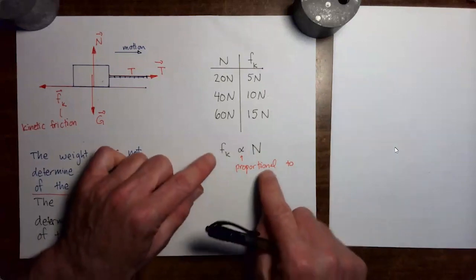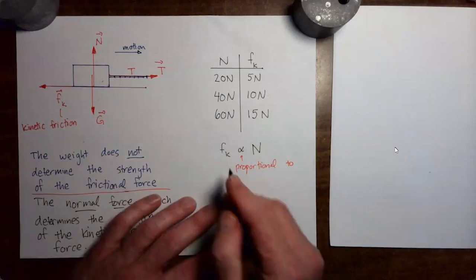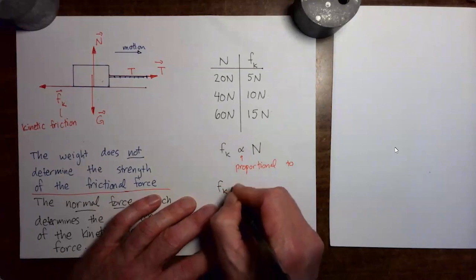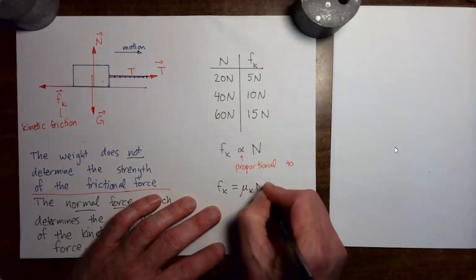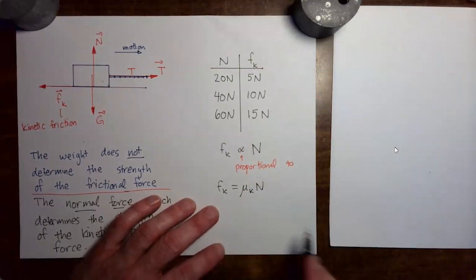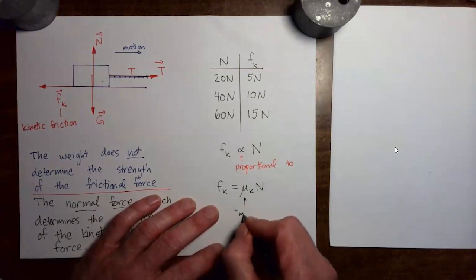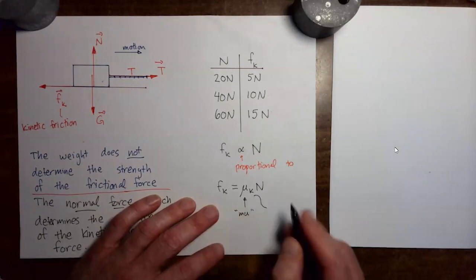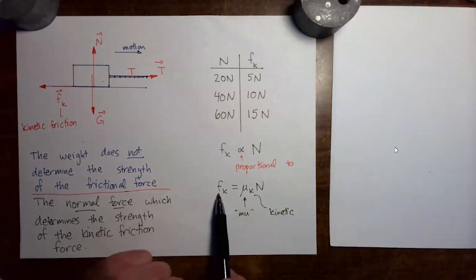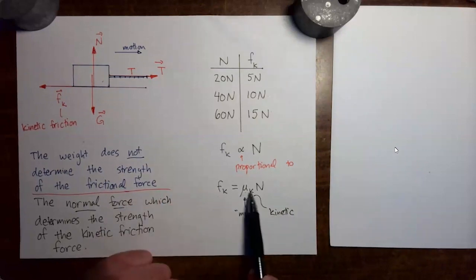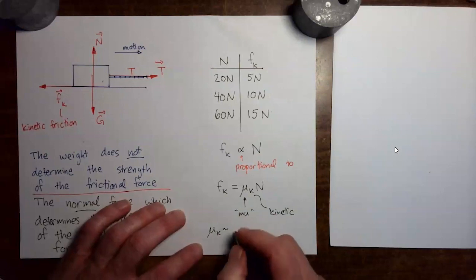Now, we don't really like to have proportionality relations floating around. We would rather have an equation. So to convert a proportionality relation into an equation, we introduce a proportionality constant. And the proportionality constant here is this symbol. This is the Greek letter mu. And then there is a K subscript. The K means kinetic. Okay, so we have the strength of the kinetic friction force equals mu K times the strength of the normal force. And mu K here is what we call the coefficient of kinetic friction.